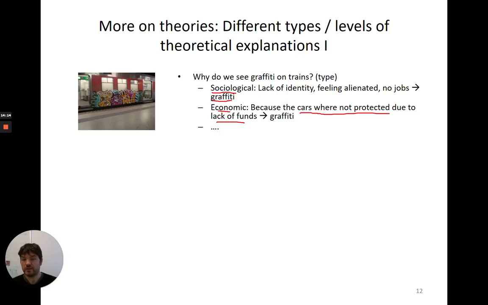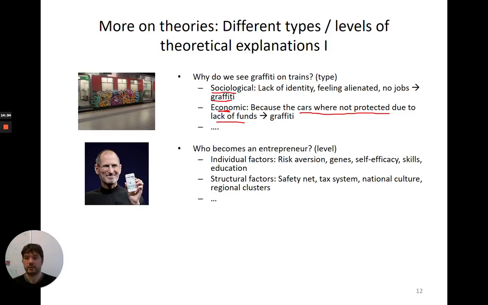And of course, both of these reasons and both of these theoretical explanations can be true and they can be complementary, but they are certainly different. They are different kinds of abstractions of what's going on in the real world. Sociology would usually look at what happens between people, and economics would usually look at how lack of money or resources explain stuff.